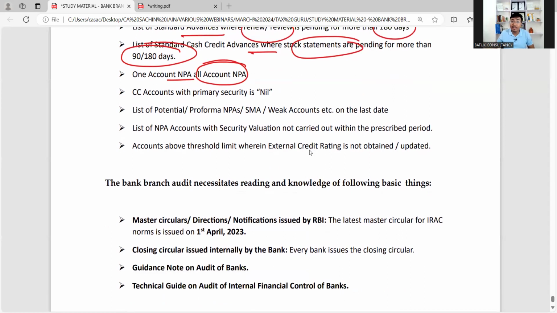We just need to demand the CC accounts with primary security as nil. In that case, we need to check whether the security is covered under CGT SME or not. So we just need to check the primary security as nil. In that case, हमको वो account मिल जाएंगे जहां पर कोई stock भी hypothecation में नहीं दिया हुआ है, so that we can make a note in our report and we can take the significant findings from the branch.